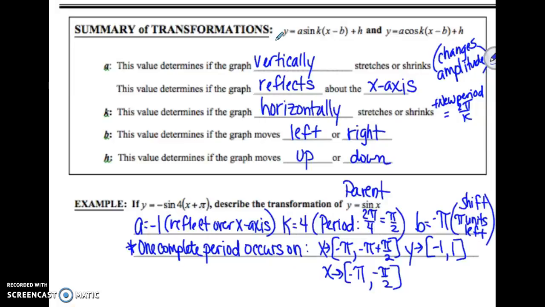So what I would do if I were graphing this function is I would graph my parent function just so that I know what my shape looks like, but then I would move my picture frame to the new window and reflect it over the x-axis. It's all about that picture frame.